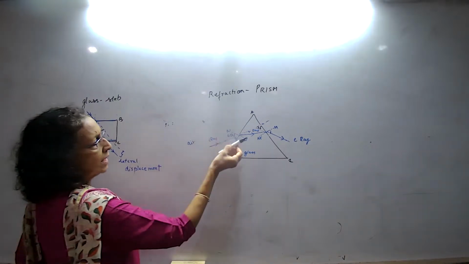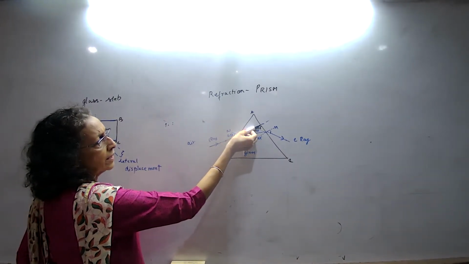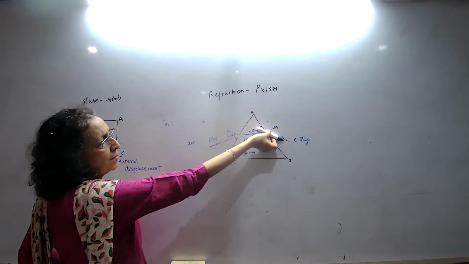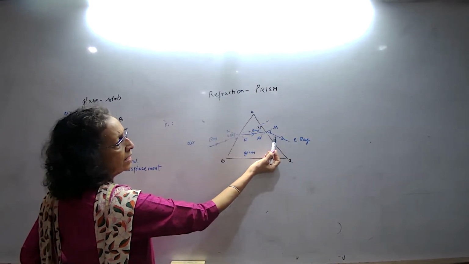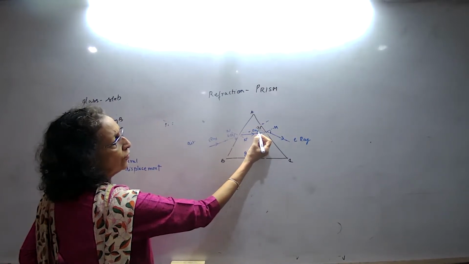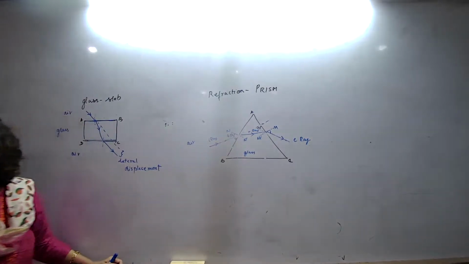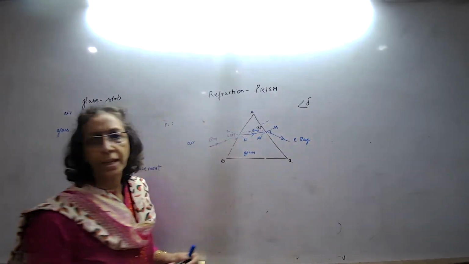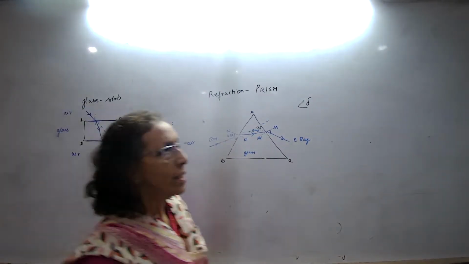Okay, see once again. This is my original incident ray. This incident ray has deviated and it is coming out in this direction. So if you extend your emergent ray behind, you find that there has been a deviation from the original position. And that happens to be your delta D or angle of deviation. Is that okay? Right? Let's see this.